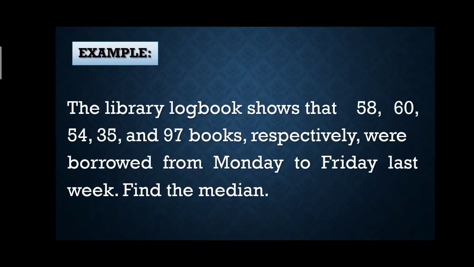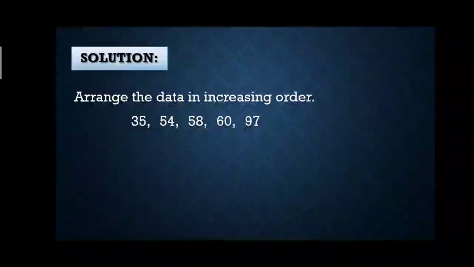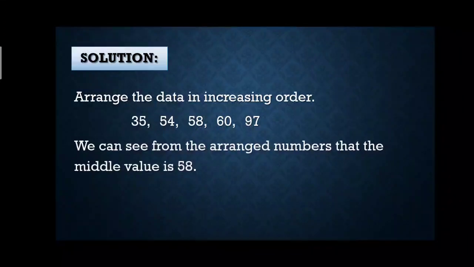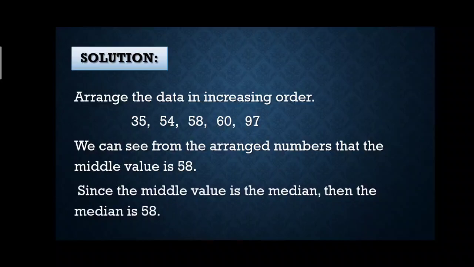Arrange the data. It's either increasing or decreasing. So in our solution, arrange the data in increasing order. We have 35, 54, 58, 60, and 97, since we only have 5 values. We can see from the arranged numbers that the middle value is 58. Since the number of values is odd, all you have to do is get the middle value. Since the middle value is 58, automatically 58 is our median.